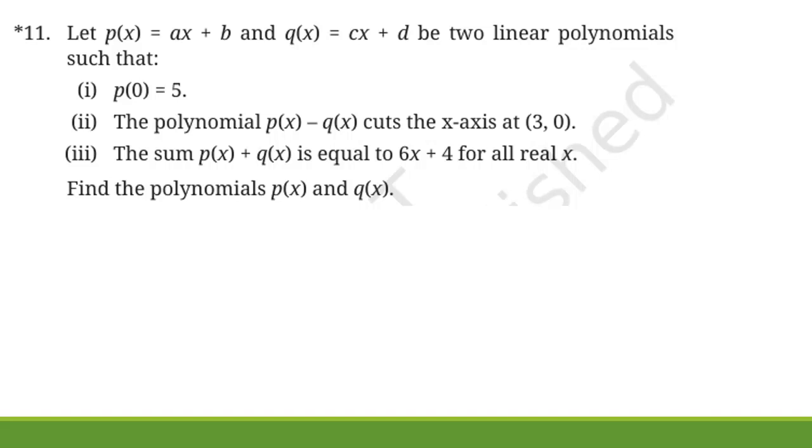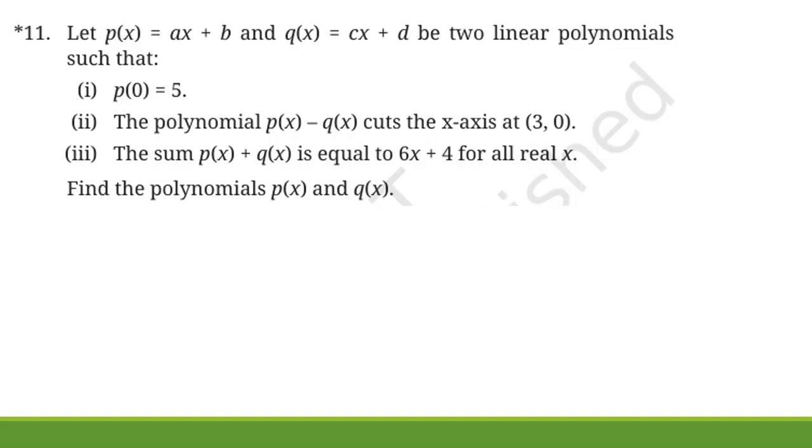Our next question: y is equal to p of x, where p of x is ax plus b and q of x is equal to cx plus d are two linear polynomials such that p of 0 equals 5. Second, the polynomial p of x minus q of x cuts the x-axis at (3, 0). Third sub question, the sum p of x plus q of x is equal to 6x plus 4 for all real x. Now find p of x and q of x.